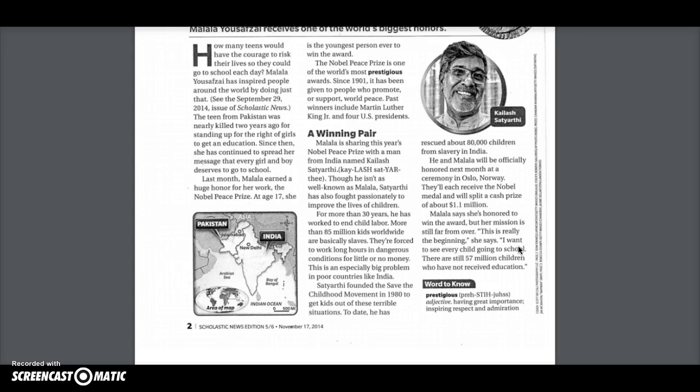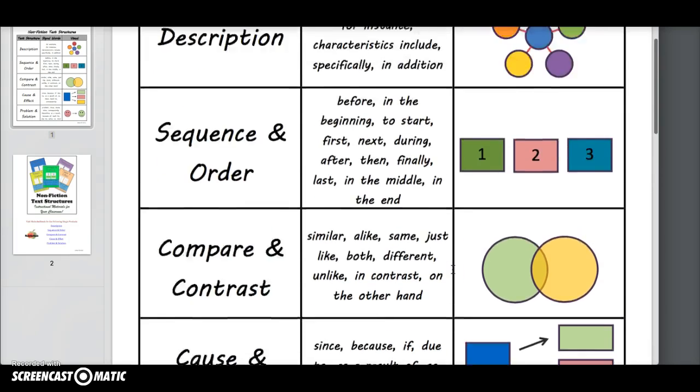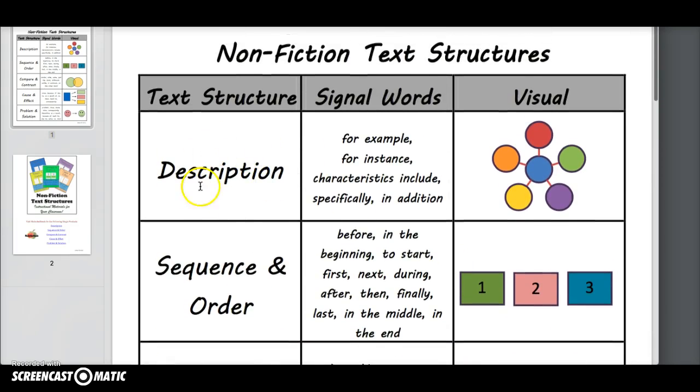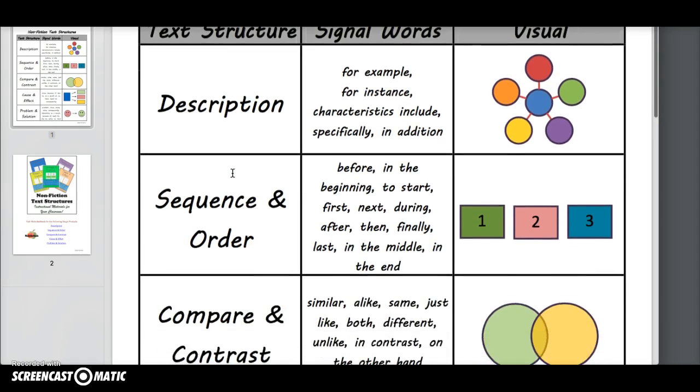So after reading this text, I need to ask myself, how did the author choose to organize the information? What I'll often do is go through the different types and see if those show up in there. So let's pull up our different types of text structure, and I'm going to start at the beginning. Description: is my author describing something? Well, I would say that my author is definitely describing Malala and describing winning the Nobel Peace Prize, and he's also describing the other person who's winning the Nobel Peace Prize. So I would say that description could be a possibility for my text structure. Let's go down to the next one and check that.